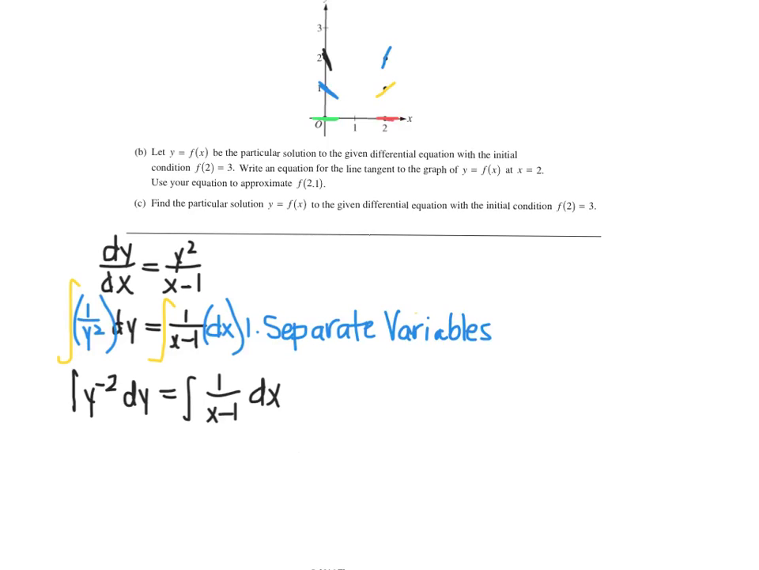So let me do this in green. So u equals, we'd set our u equal to the entire denominator. Our du would luckily just be 1. So when we substitute in here, this would be really nice. Pretty basic integral. Now that leads us to step 2, integrate both sides.